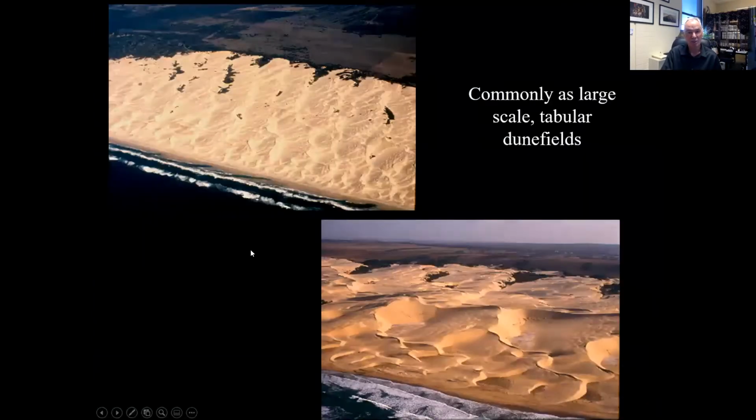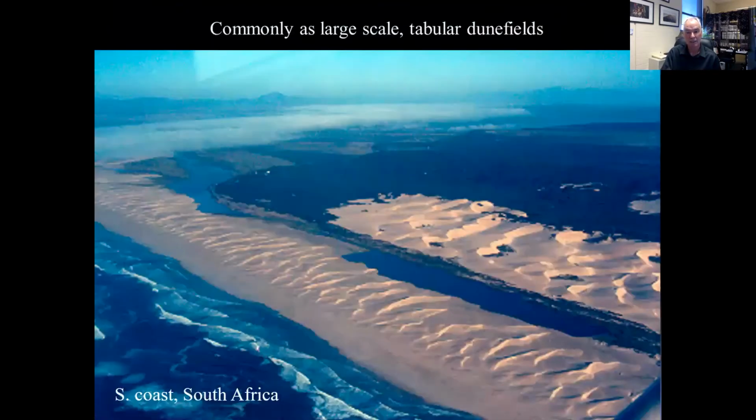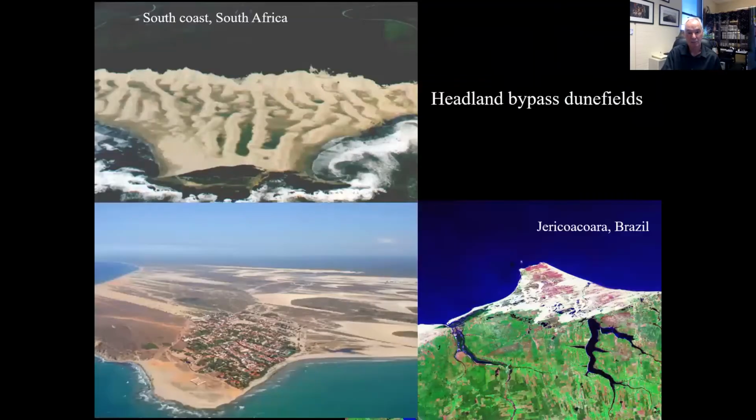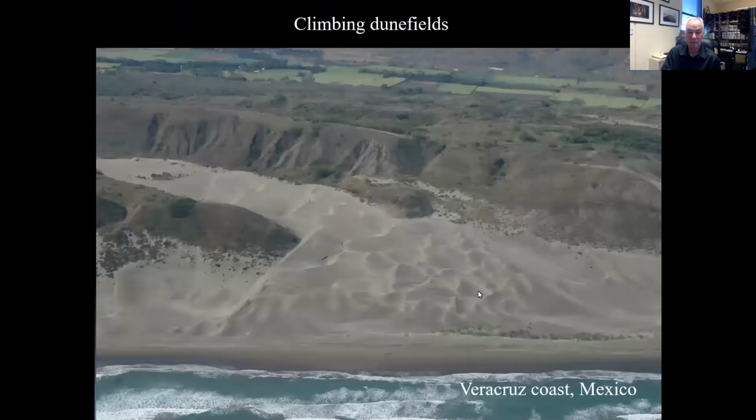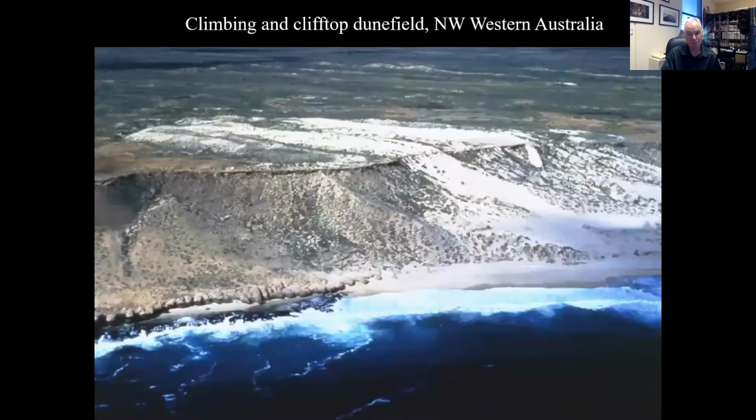They're very commonly large-scale, kind of tabular dunefields, as you see here with examples from South Africa, and again here. They quite often are headland bypass dunefields, which is they're just transgressive dunefields that are bypassing headlands here in South Africa, here in Brazil. There are lots of them in both of those countries, as you see here in Jericoacoara in Brazil. They quite often climb extensive terrain. So there's several examples on the Veracruz coast, for example, in Mexico.